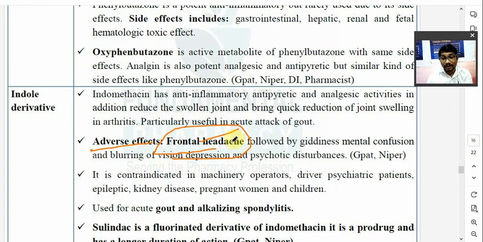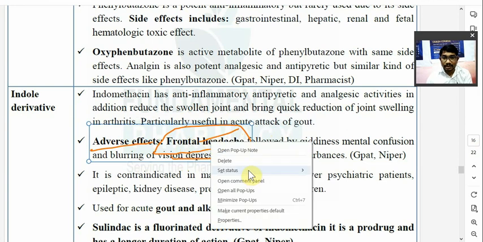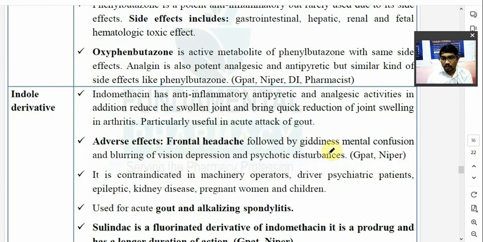Frontal headache is an adverse effect of indomethacin, followed by giddiness, blurring of vision, depression, and psychotic disturbances. It is contraindicated in case of machinery operators.